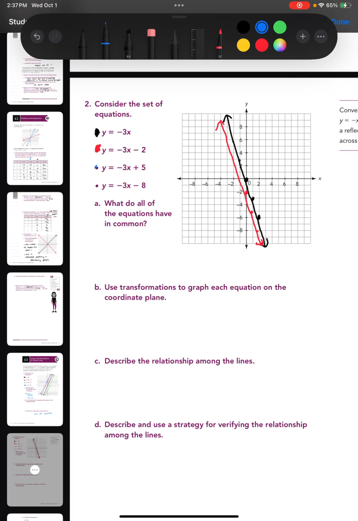For the next one, I'm going to do in blue, y-intercept of positive 5, slope of -3. So again, down 3, right 1.